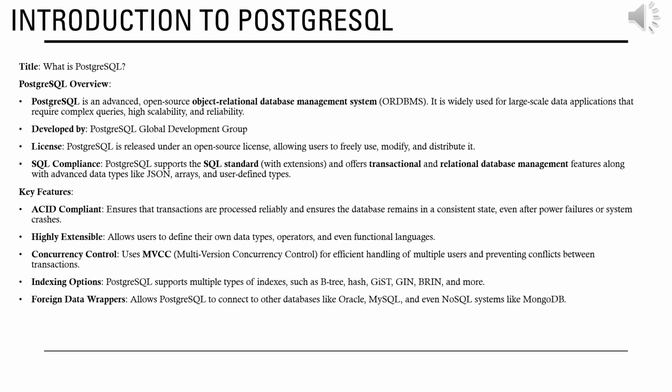All right. So we're going to start off with the introduction to PostgreSQL. First, we're going to go over the overview. Basically, it's an advanced open source object relational database management system. It is widely used for large-scale data applications that require complex queries, high scalability, and reliability. It's developed by a global development group. Its license is released under an open source license, allowing users to freely use, modify, and distribute it.